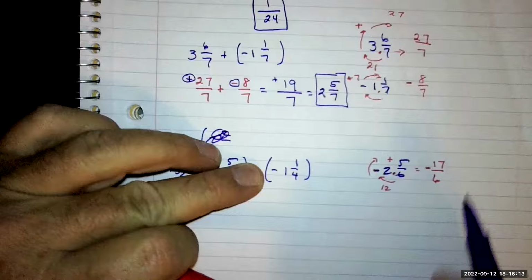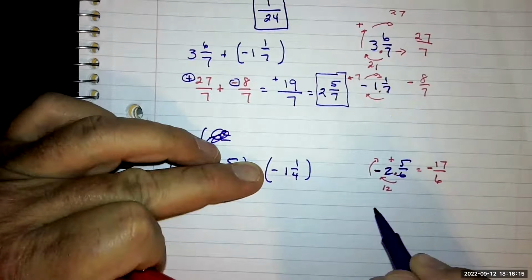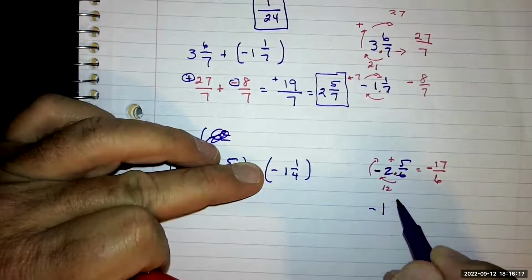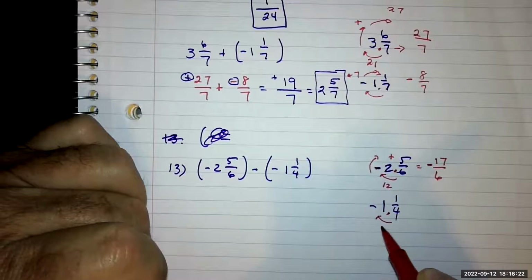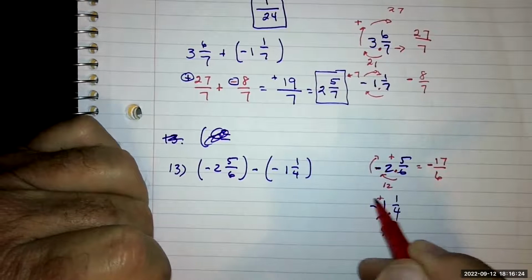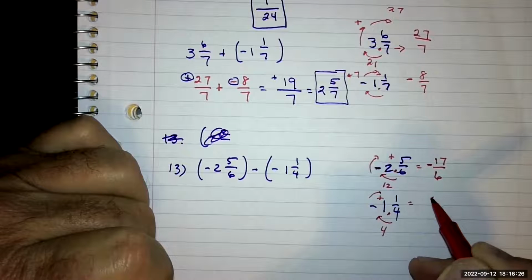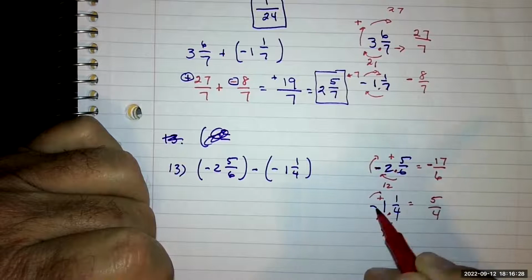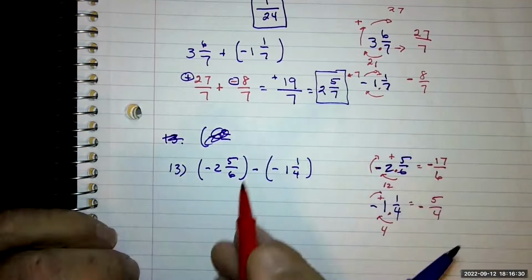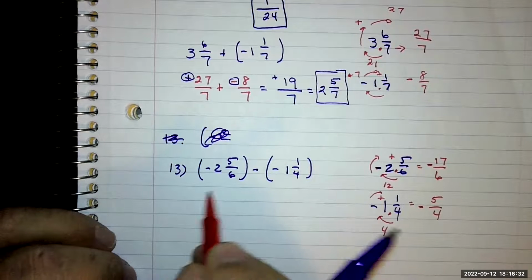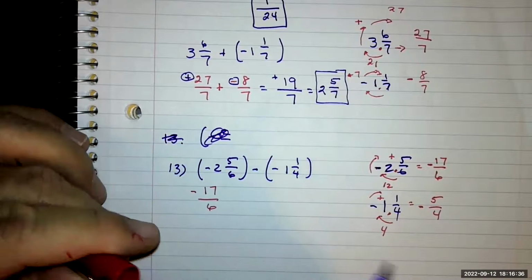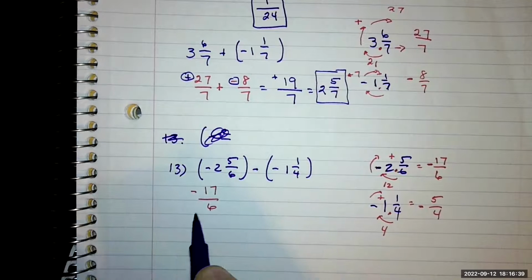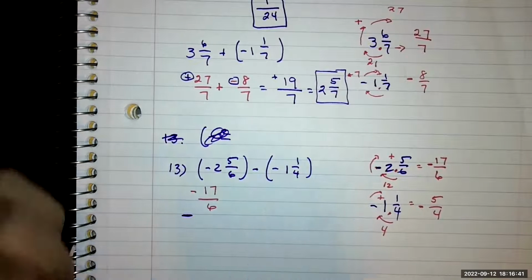Let's do the -1 and 1/4. So we're going to multiply. So 4 times 1 is 4. Then we're going to add the 1 to it. That gives me 5 over 4, and the sign is negative. So I'm going to go ahead and write this vertically. So it's -17 over 6. Now I'm going to do this subtract in a different color. It's right there.